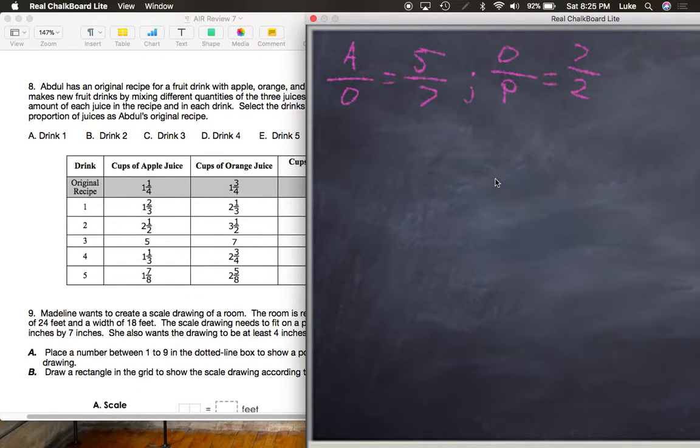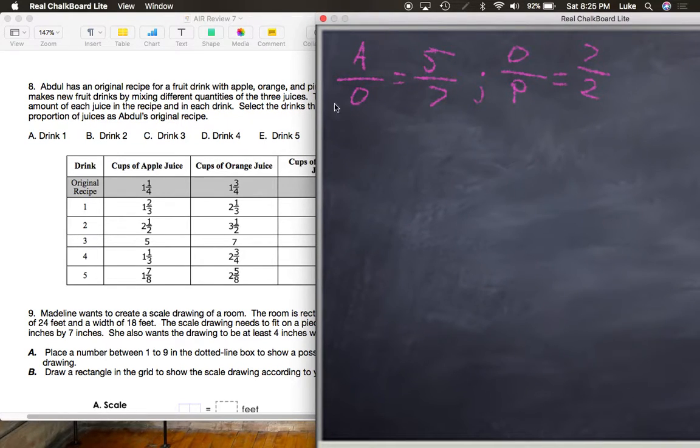Alright, this is part 2 of number 8, and in part 1 we figured out the original recipe had proportions of apple juice to orange juice as 5 over 7 and orange juice to pineapple juice as 7 over 2. So we did drink number 1 in video part 1 for number 8 here. Now I'm going to do drinks 2, 3, 4, and 5 in video number 2 here.